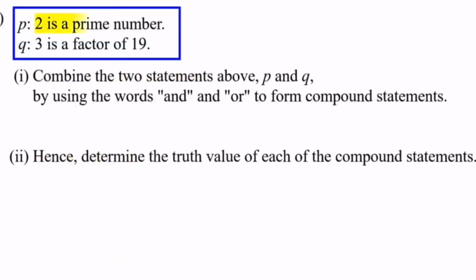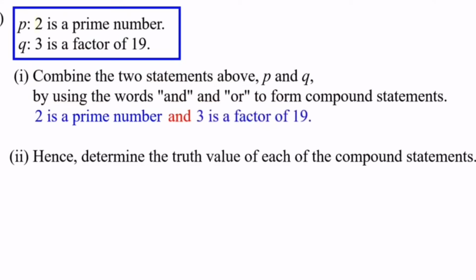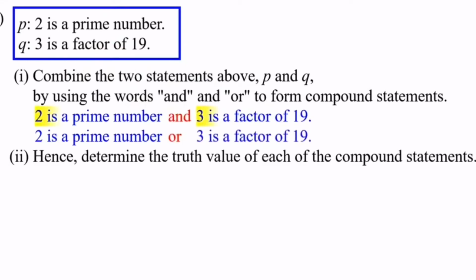Okay, let's see this one. P statement: 2 is a prime number. Q statement: 3 is a factor of 19. Combine the two statements above, P and Q, using "and" or "or" to form a compound statement. So we just copy "2 is a prime number" and we combine with the Q statement, "3 is a factor of 19". That is how you form the compound statements. For number 2, we have to form another one: 2 is a prime number or 3 is a factor of 19. So we just combine using the word "or", then we copy the statement Q, 3 is a factor of 19. Just combine the two statements using "or", that is the so-called compound statement.